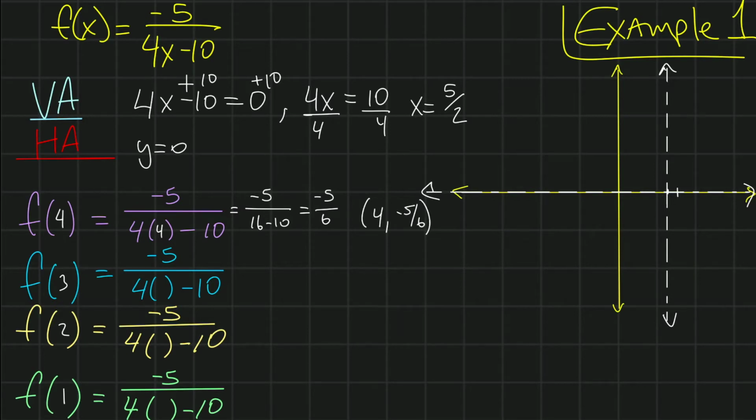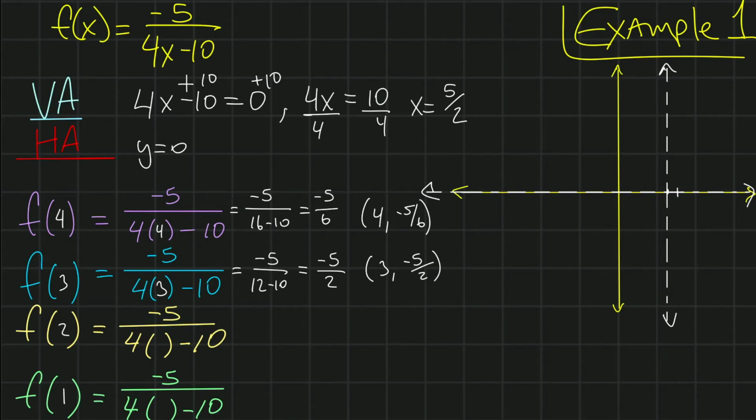If we substitute x is equal to 3, we'll get -5 divided by 12 minus 10. When we simplify that, we'll get -5 divided by 2. So our point will be, again, when x is equal to 3, our y value will be -5 over 2.